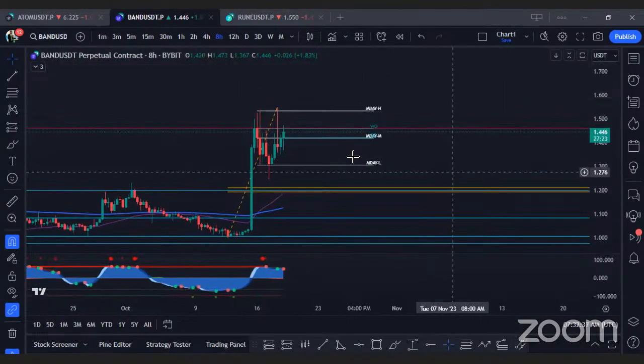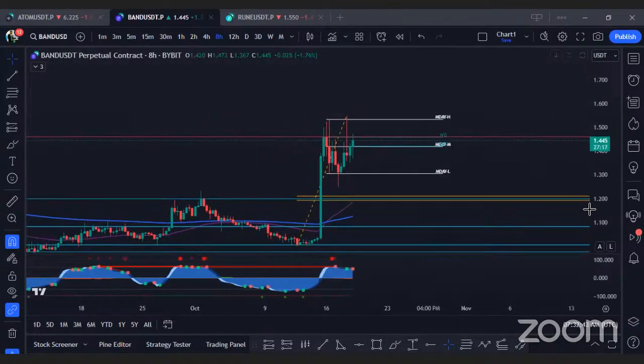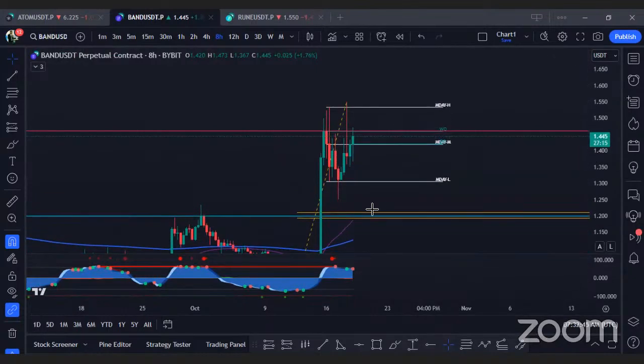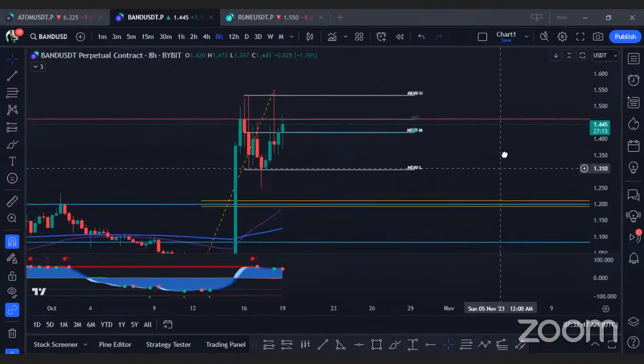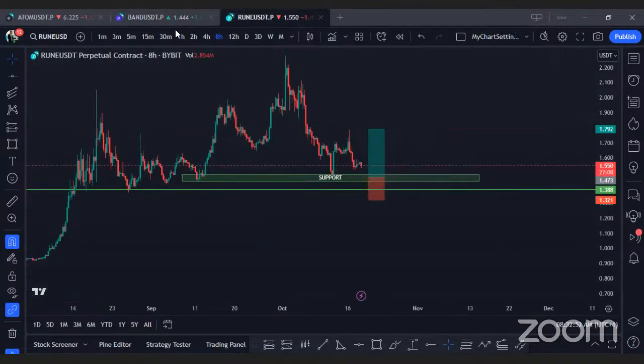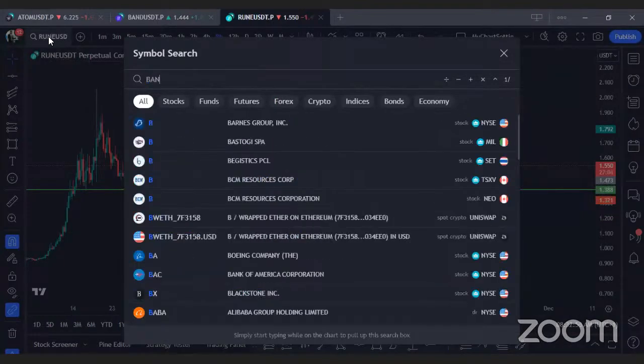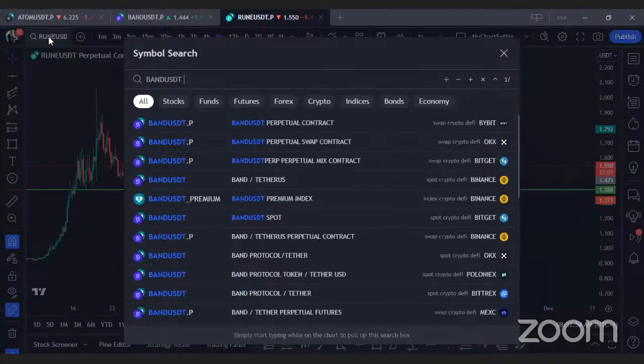Okay, so BAND has been holding up very strong to this level here, right? And what happened there is, let me do a clear chart so that we'll be able to see what is possible here. Let me do BAND USDT.